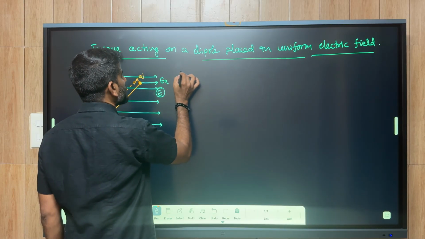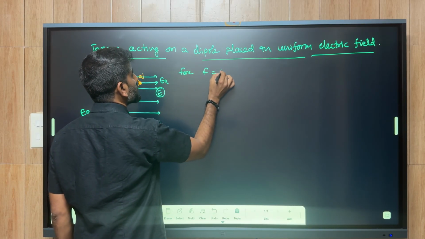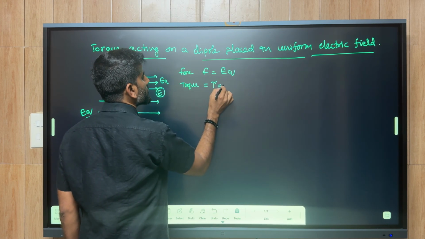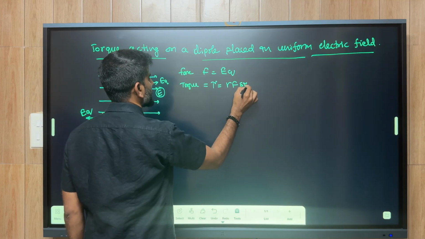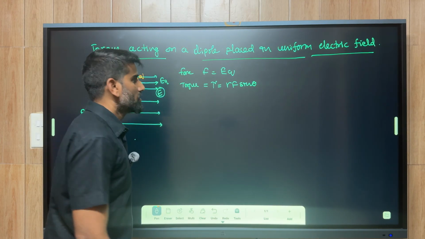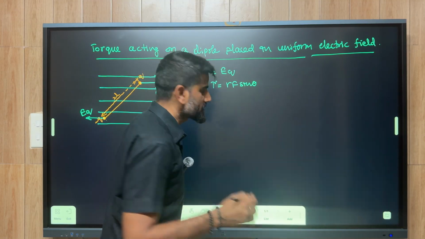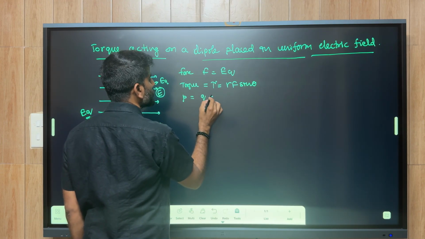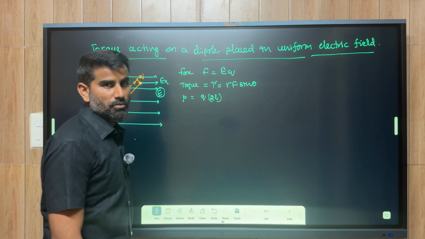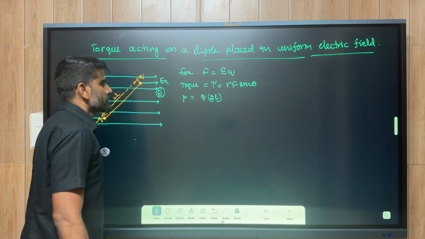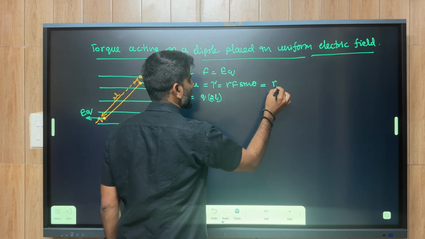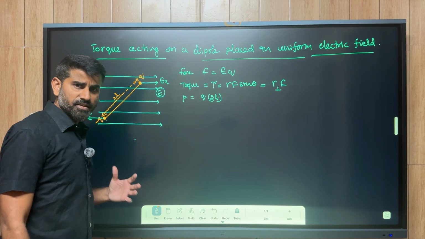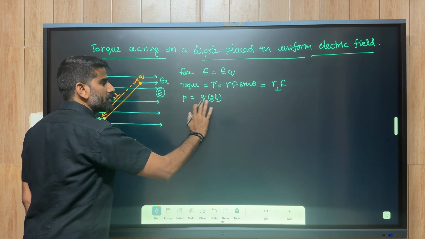Now force F is equal to EQ, torque tau is equal to RF sin theta, or tau is equal to R cross F, or dipole moment P is equal to Q into 2L. I'm also writing it as R perpendicular into F. Now, let us assume the dipole moment is Q into 2L.